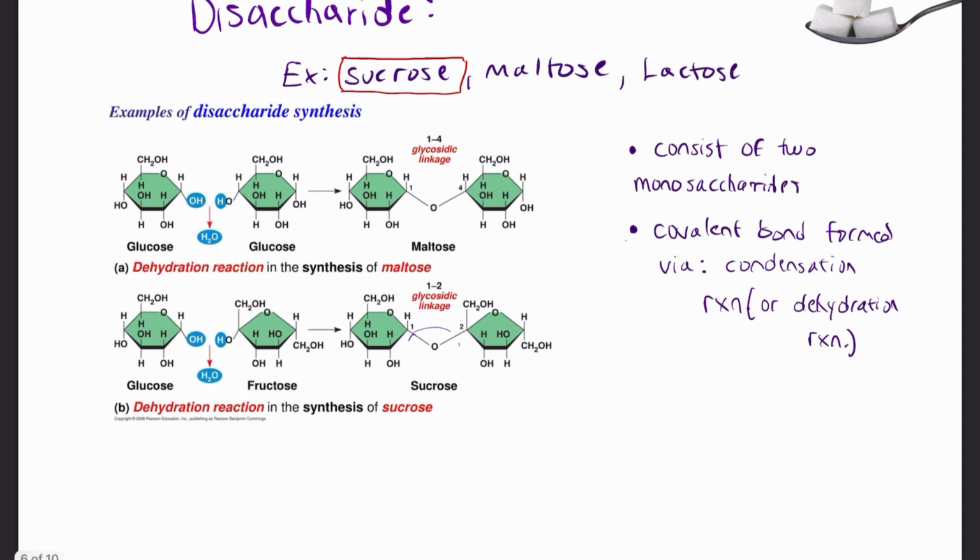Now, if we go into our disaccharides, an example of a disaccharide is sucrose. Our most commonly known sucrose is our table sugar that we so love, that we put in our coffee or teas or whatever you put it in. I put it in my coffee. So what we have is sucrose, maltose, lactose. These are all different disaccharides, meaning we have two monosaccharides or two monomers linked together to form this disaccharide.